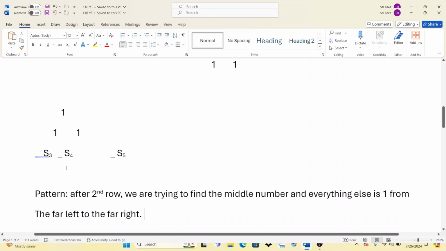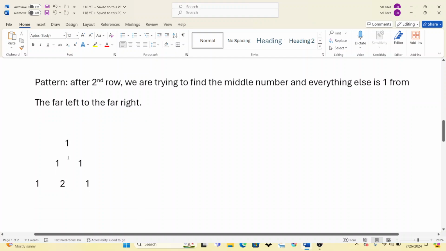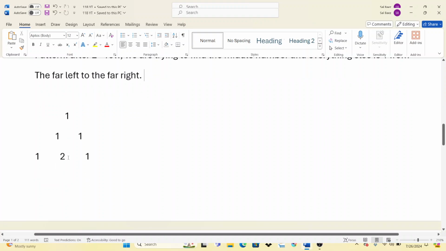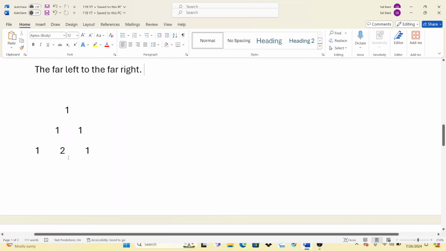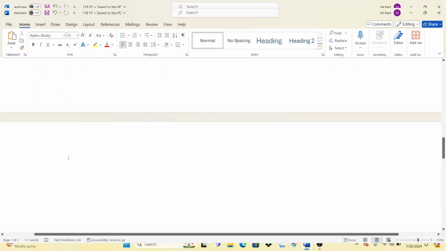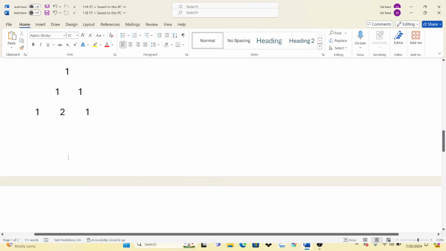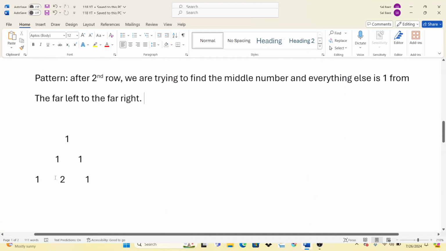And so what we're trying to find out here is the middle number. What's this middle number? In order to do that, I would look to the left and to the right, using the same formula we used last time. So to the left of this is 1, to the right of this is also 1, so this S4 would be 2. I kind of didn't show work for that, and I hope that was clear. If not, sorry, I can go back and redo this one.